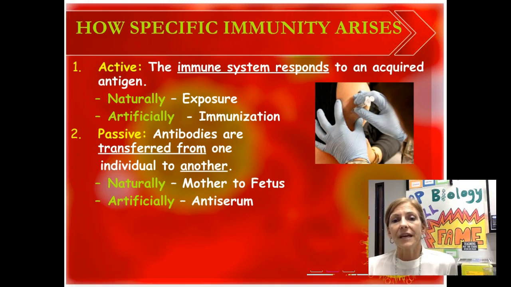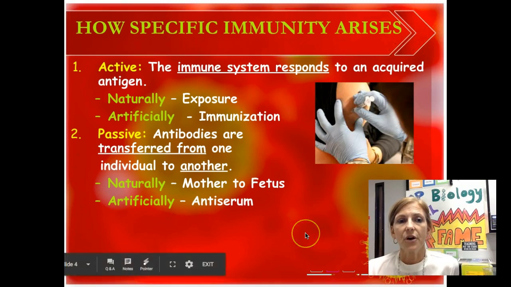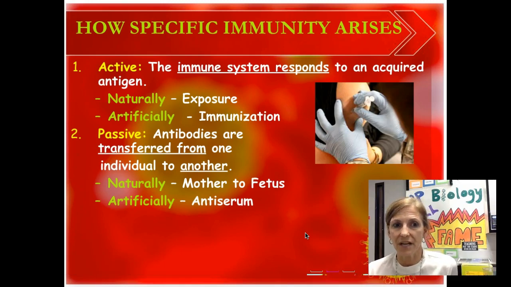Artificially, you can get an antiserum, which is plasma plus antibodies. So sometimes you have fast-acting diseases and you don't have time to make antibodies yourself. Antibodies take about 2 weeks to make in order to kill off a disease. But if you had a fast-acting disease, I like to refer to Ebola, that's going to be pretty fast. You don't have time to make the antibodies yourself, so you want to get your hands on some antiserum, some plasma that already has antibodies in it.